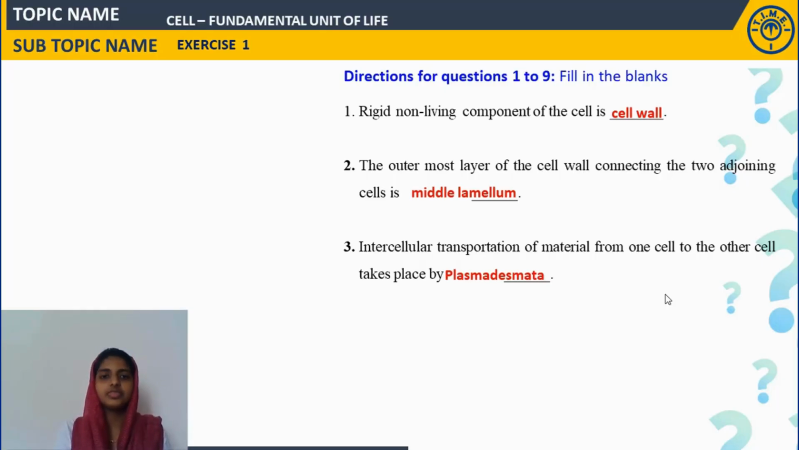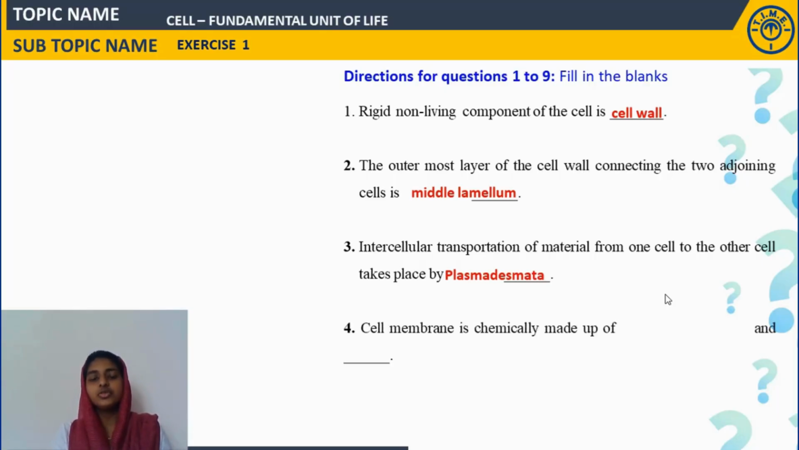Fourth question: cell membrane is chemically made up of dash and dash. What is cell membrane made of? It's nothing but lipids and proteins. Nuclear membrane is also made of lipids and proteins. So, the answer is lipids and proteins. Most correctly, we can say phospholipids. So, it is made of phospholipids and proteins.